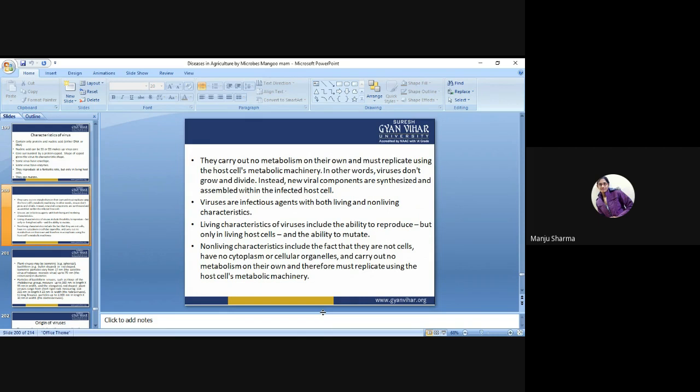Then viruses are infectious agents with both living and non-living characteristics. Living characteristics of viruses include the ability to reproduce, but only in living host cells, and the ability to mutate. Non-living characteristics include the fact that they are not cells, have no cytoplasm or cellular organelles, and carry out no metabolism on their own, and therefore must replicate using the host cell's metabolic machinery.